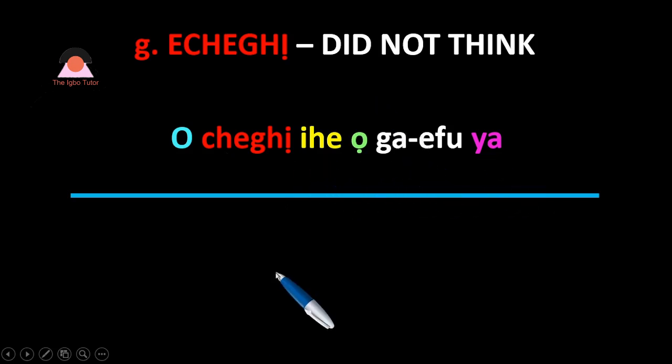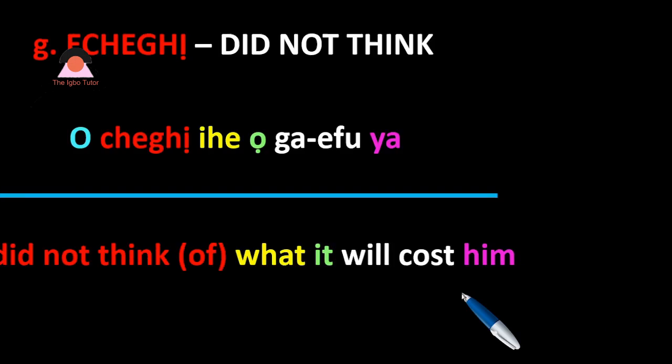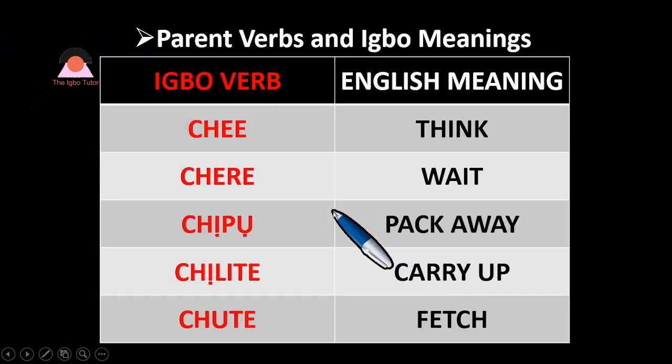Let's look at the meaning of this. It means he or she, both go for O or Ọ, as the case may be. He did not think of what it will cost him. He did not think what it will cost him, as the case may be. Move on back to the parent verb and pick another one now.